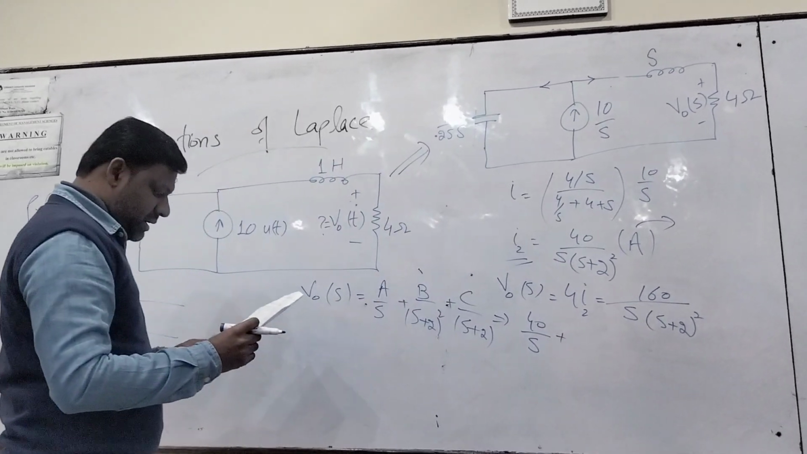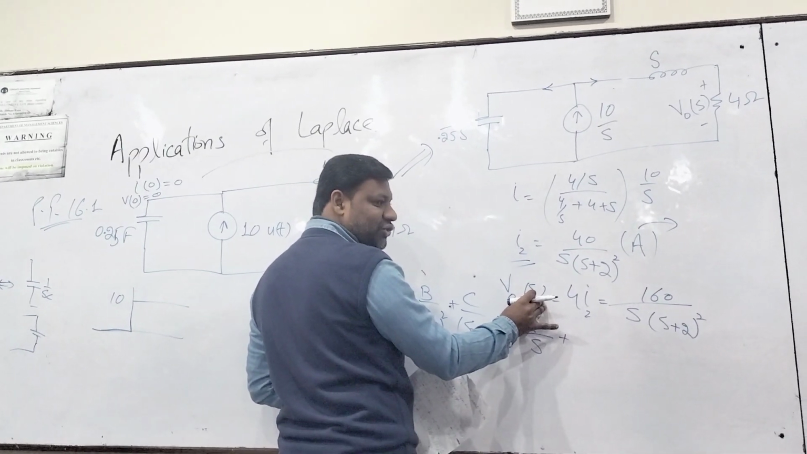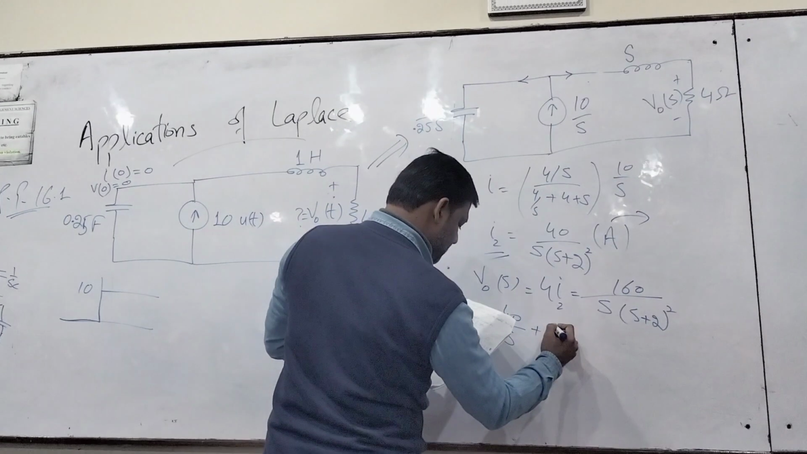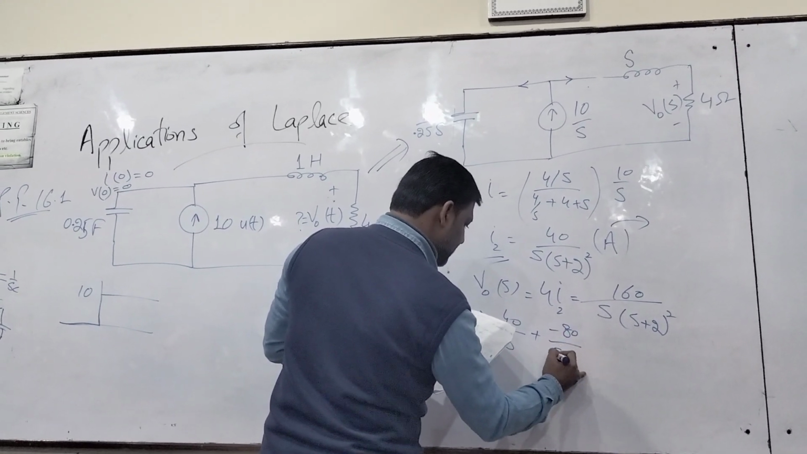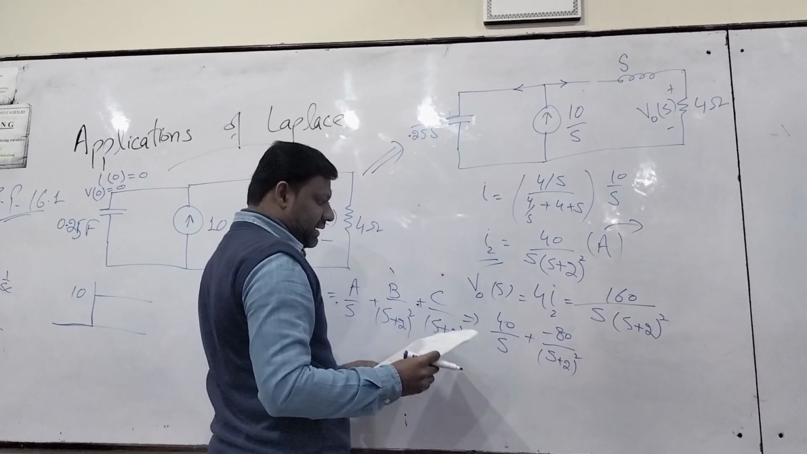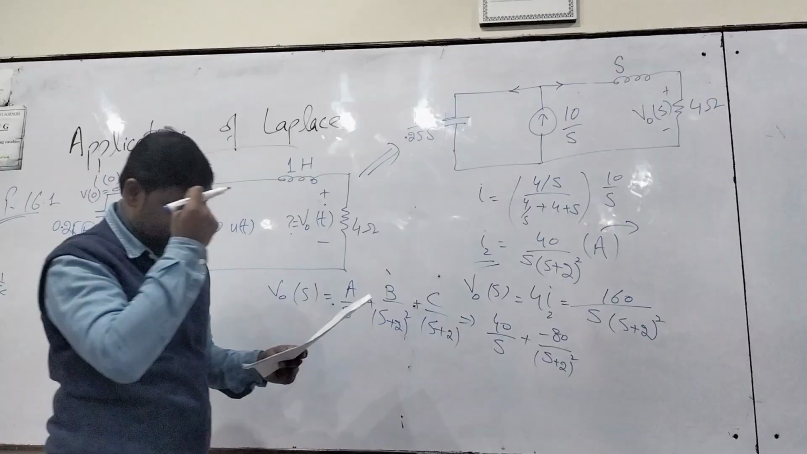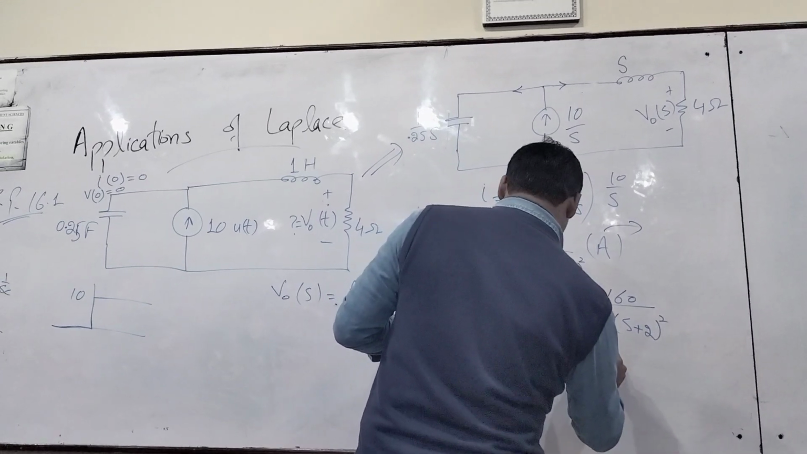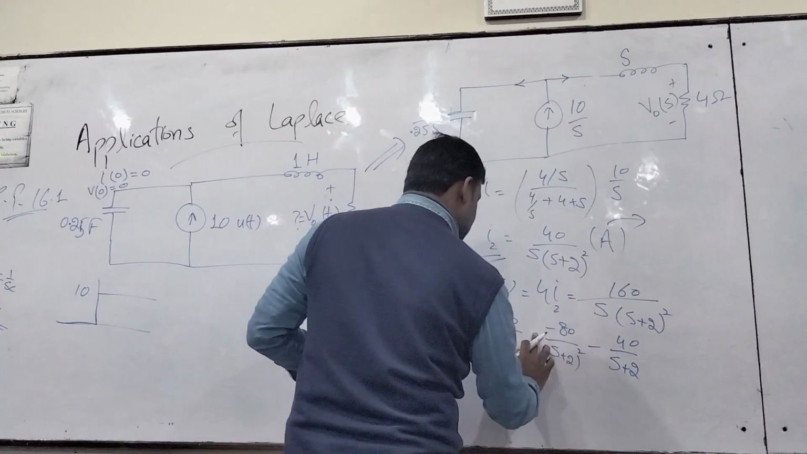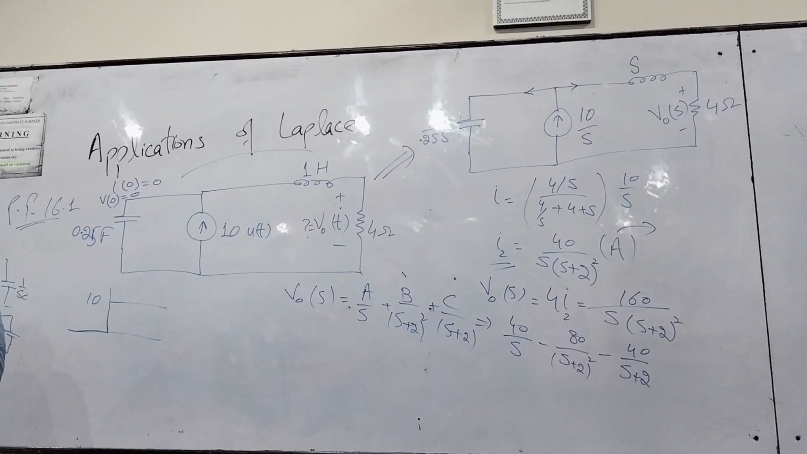When you multiply this expression with S plus 2 squared and put S equal to minus 2, you will find minus 80 divided by S plus 2. And thirdly, when you multiply V naught S with S plus 2 squared and take the derivative with respect to S, you will find minus 40. We have already practiced it in the last lectures.